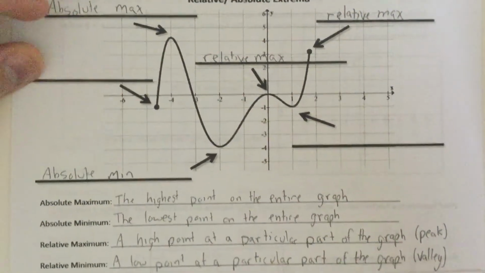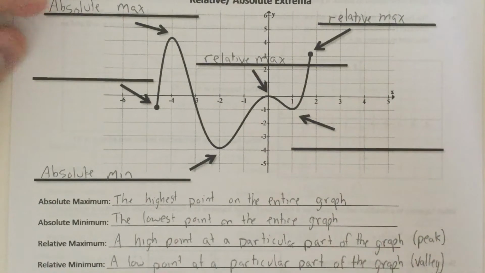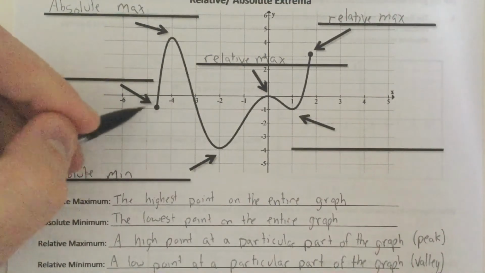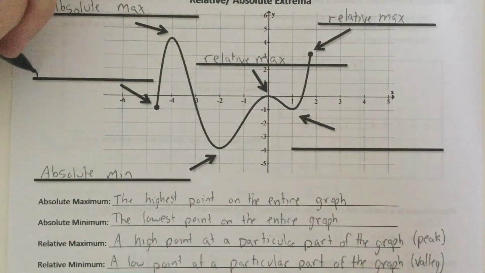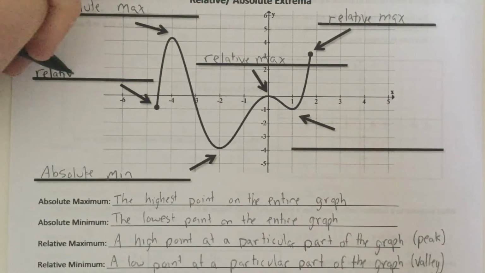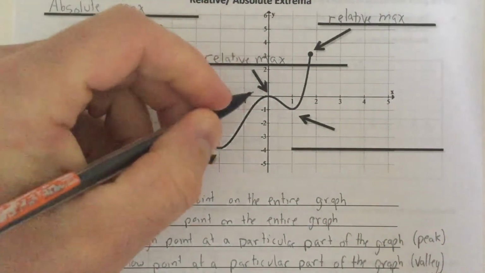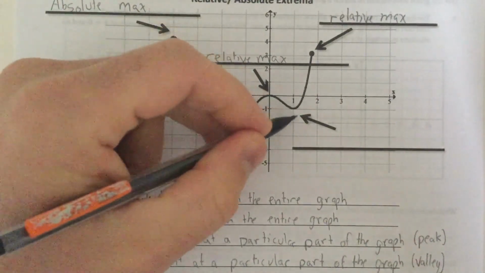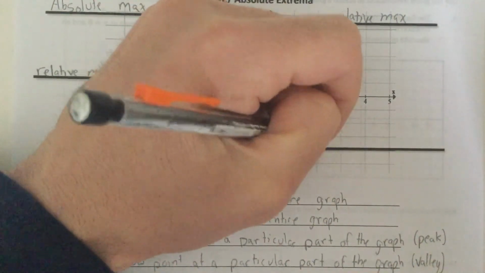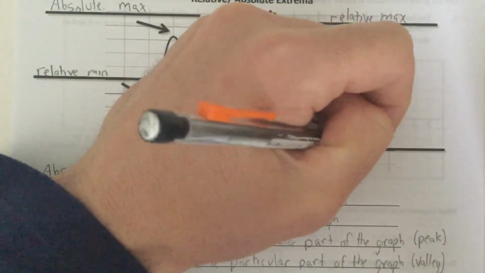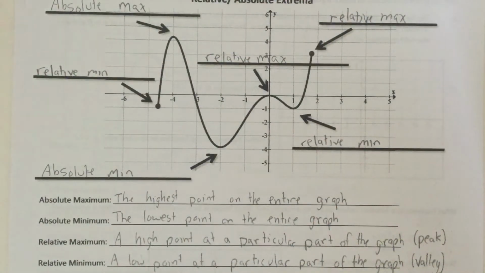And then our relative min is a low point at a particular part of the graph, which is like a valley. So a low point near your house is not the lowest part of the world, but it is a low part in relation to your house. So since this does not have an arrow, that is a low point for the graph. So it is a relative min. And this is also going down and comes back up. So right here is a relative min because it's a low point, but not the lowest for the whole graph.